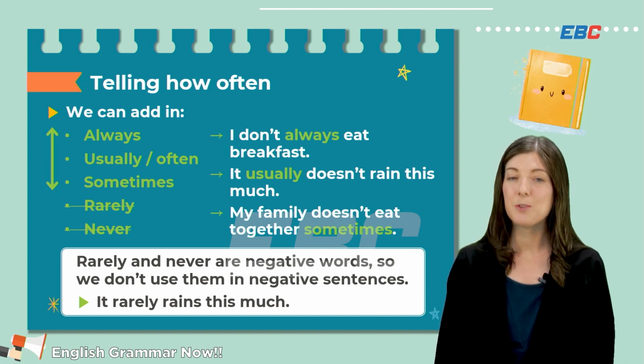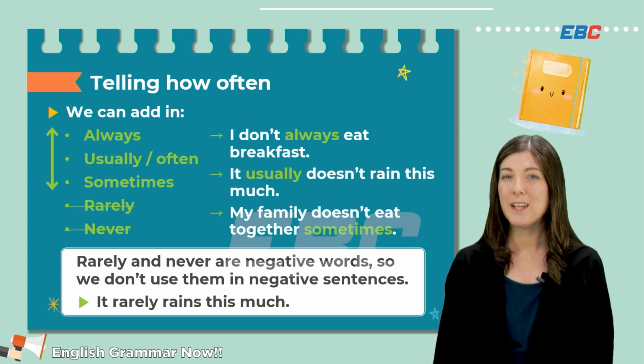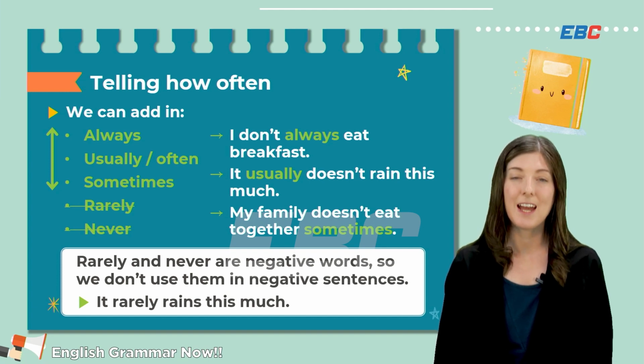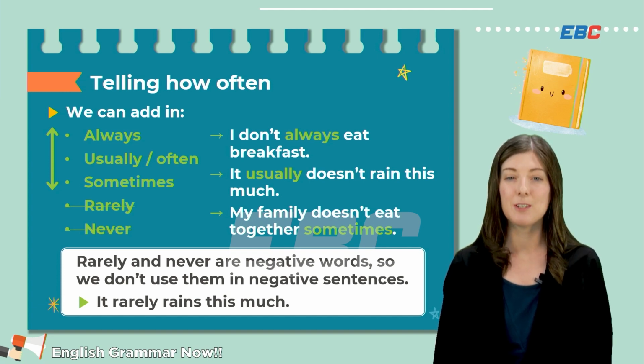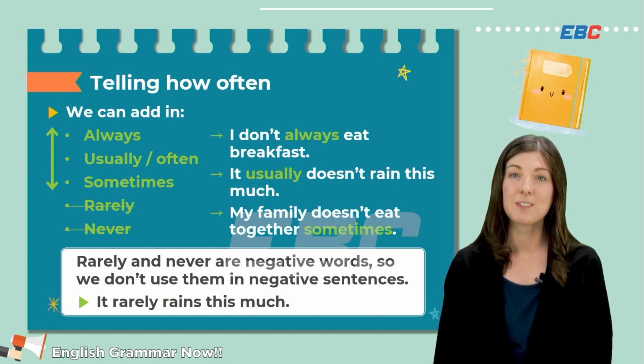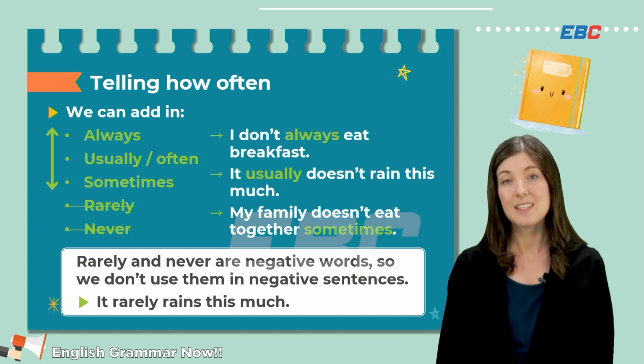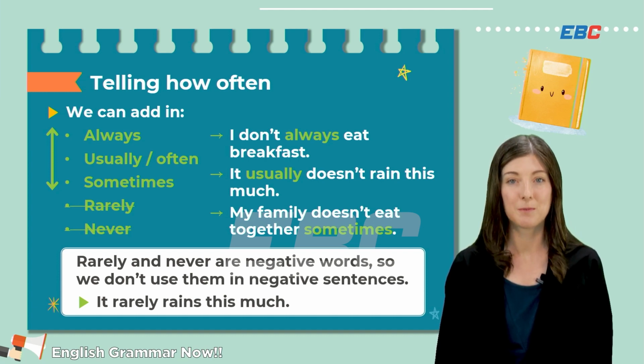We've talked about using rarely and never before. However, we cannot use rarely and never in negative sentences because they are both negative words. We can use them in a positive sentence, though. For example, it rarely rains this much. The sentence is positive, so we can add rarely or never.